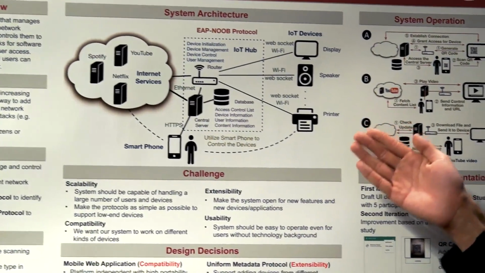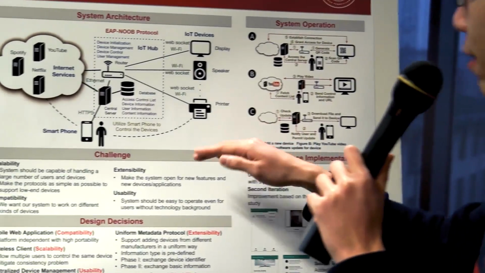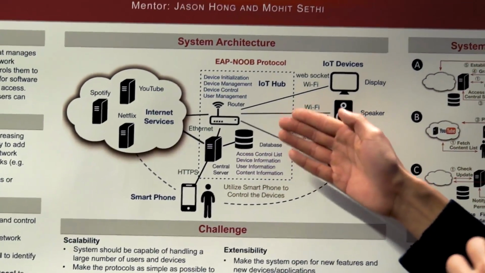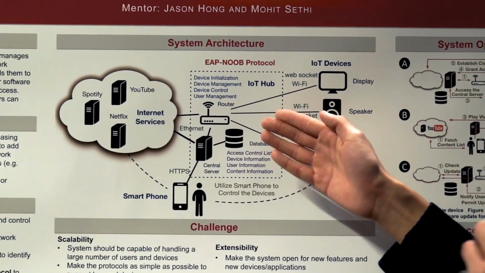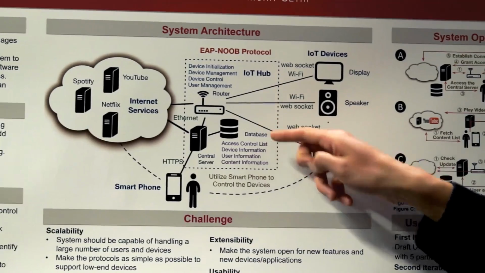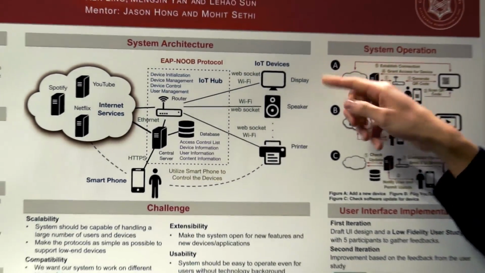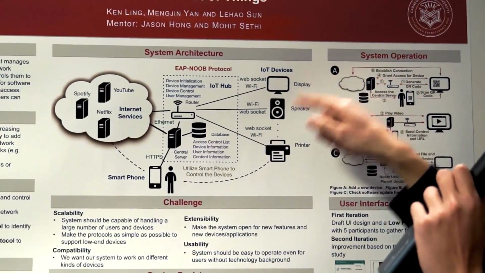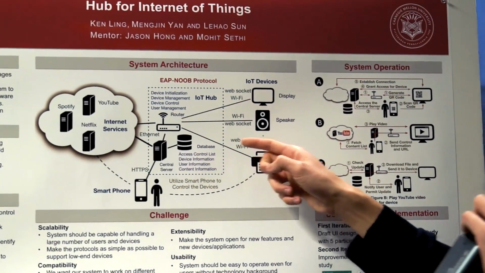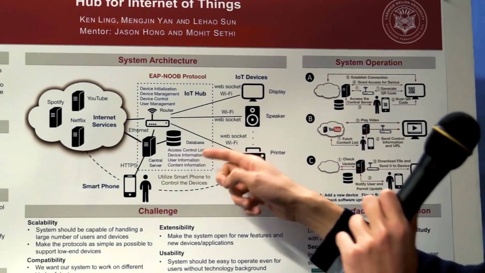Now let's look at our system architecture. It has 3 major parts. The most important one is the IoT hub. It includes a router and a server. The main functionalities include adding new IoT devices, controlling them, and user access management. The server can run either locally or remotely. It's now running on Amazon AWS.